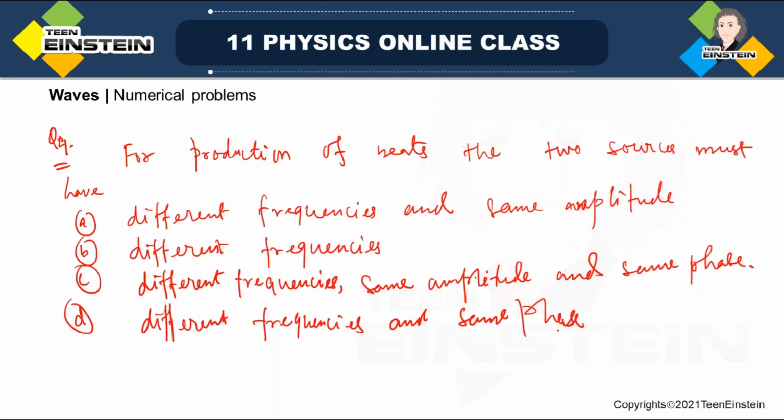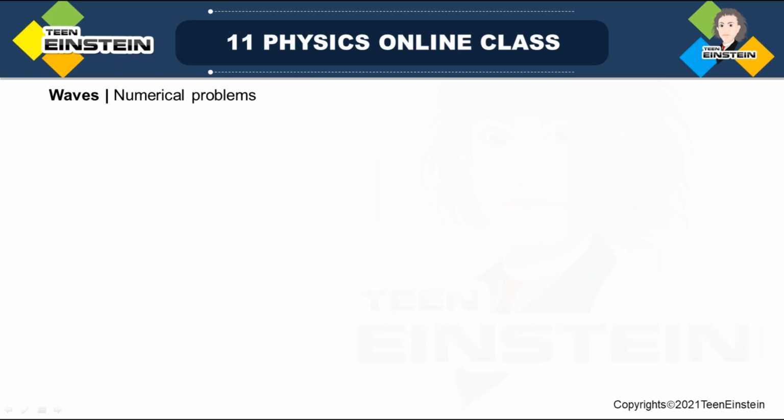Okay, so option B will be the correct answer. We don't require the amplitude to be the same. In other cases you may have different phase, different amplitude also, you may still get the beat, but obviously different frequencies. So that's why the second option is correct. Okay, so this is one question. Next, we'll take another question, then we'll stop the class.